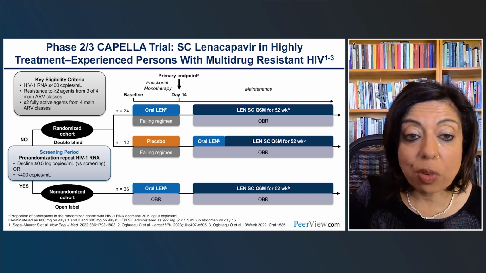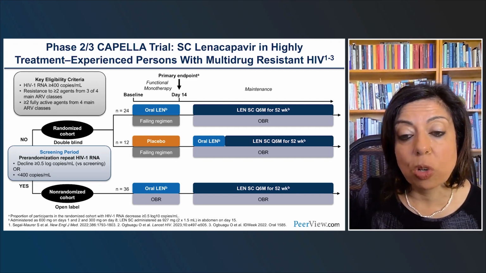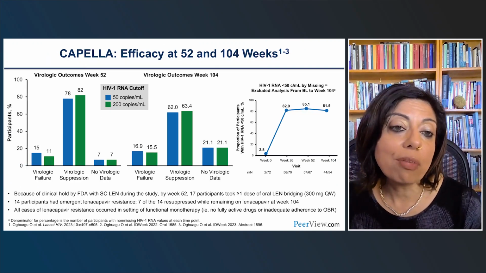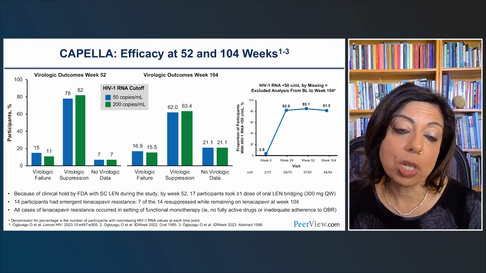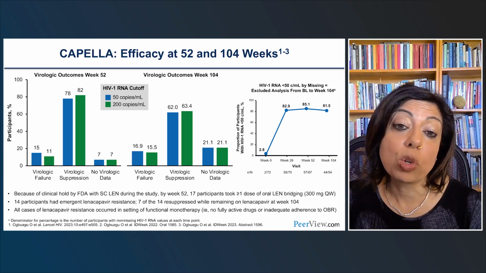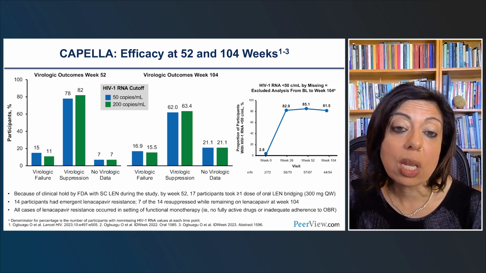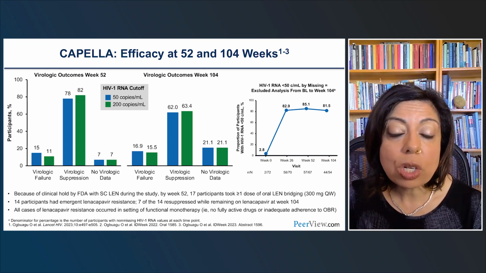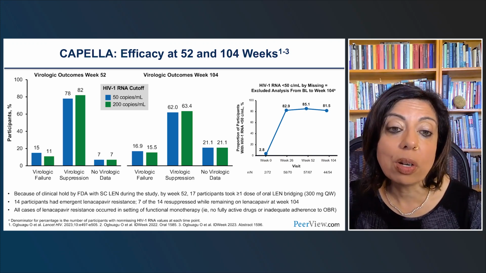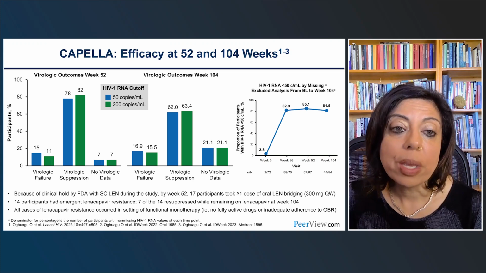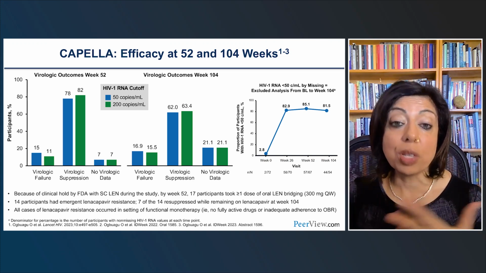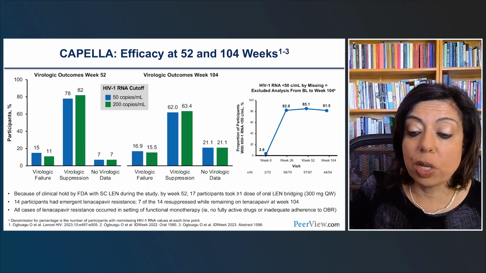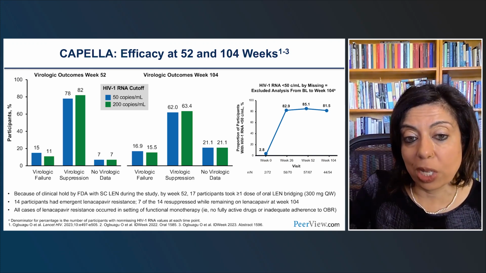The first set of results of this study was published in the New England Journal at 26 weeks. And then we have follow-up data for the CAPELLA study that was published in Lancet HIV at 52 weeks, and we have follow-up data from the CROI 2024 meeting at 104 weeks. Virologic outcomes are much better if you have lenacapavir versus that optimized background regimen. This was approved in December 2022 for MDR HIV.